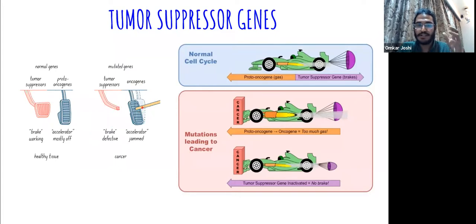And the accelerator, or the proto-oncogene, is jammed in the sense that the accelerator is pressed, there is no brake, so the vehicle will just keep moving, which is analogous to the cell continuing to divide. The cell does not have a brake to stop, so it will just keep dividing. So in a normal cell, the proto-oncogene is like a gas, the tumor suppressor is like a brake, and you can either have a case where there is too much gas because the proto-oncogene is now active, or there is no brake.